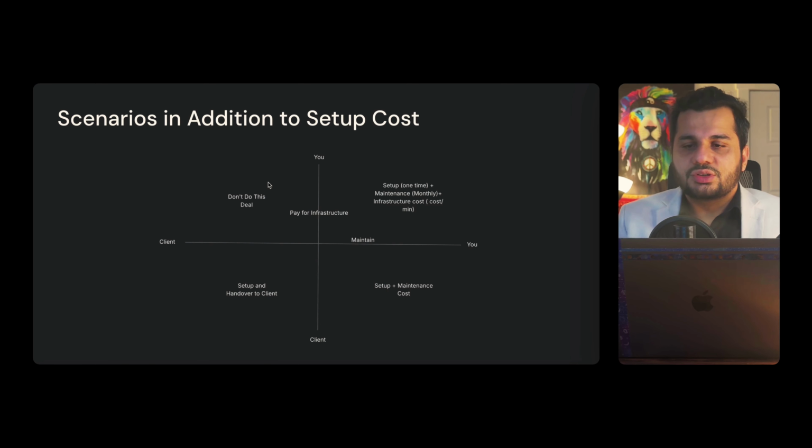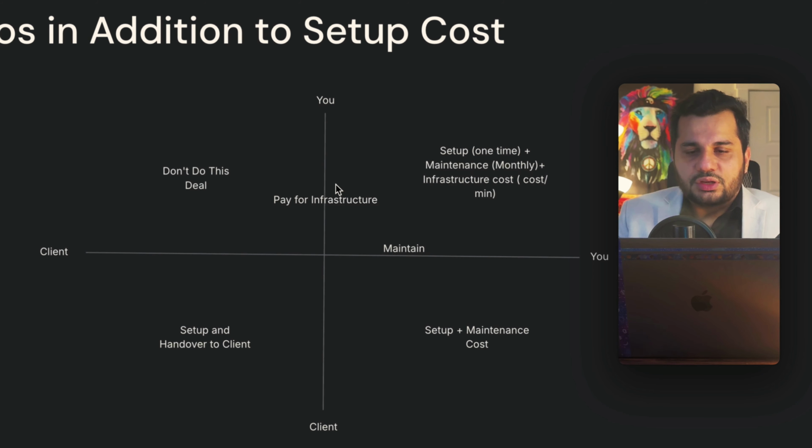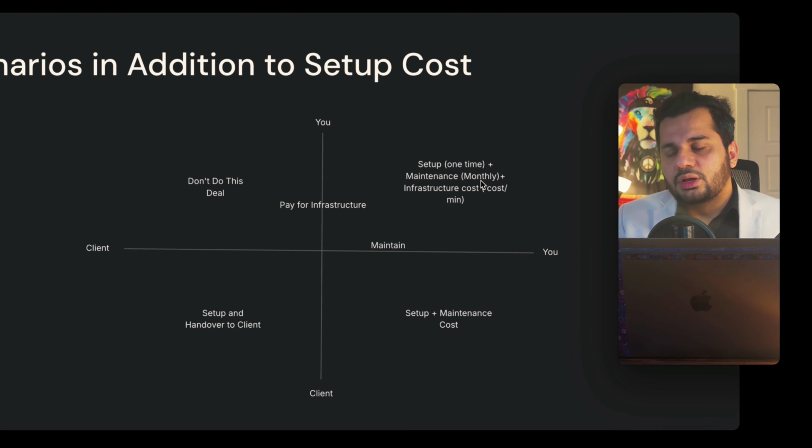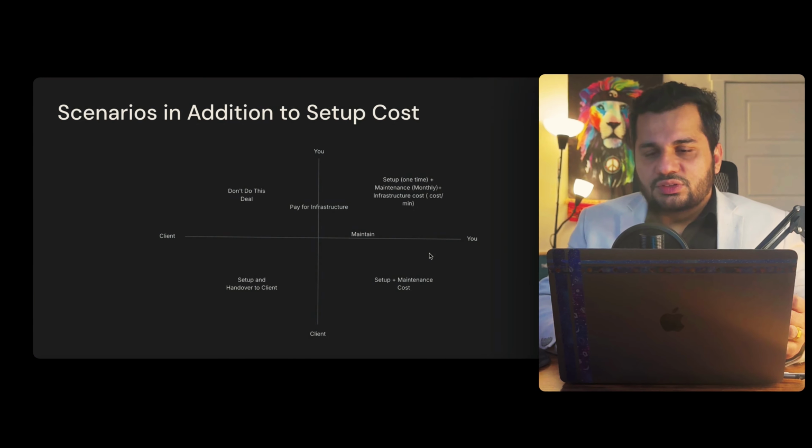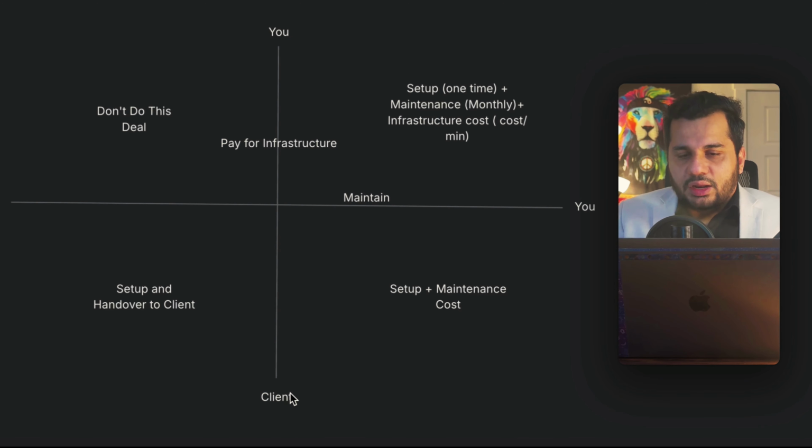To decide how to structure your pricing, let's look at 4 possible scenarios based on who covers maintenance and infrastructure cost. So first one is you are maintaining and you are paying for the infrastructure. In that case, you are charging for setup prices, maintenance prices, and infrastructure cost, which is cost per minute. But in such a case, you need to have some systems or tools to control the cost or usage of your voice AI solution. If you don't have control on the usage, it's very hard to charge per minute to your end client.